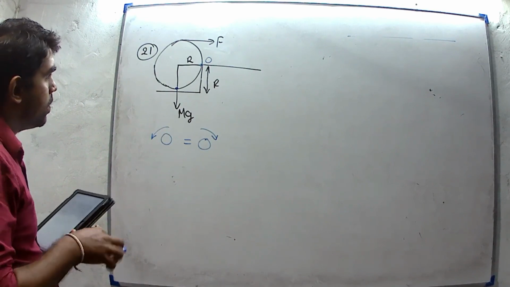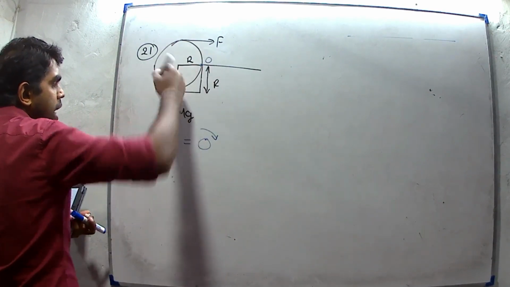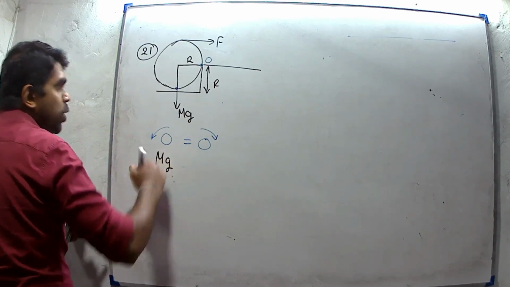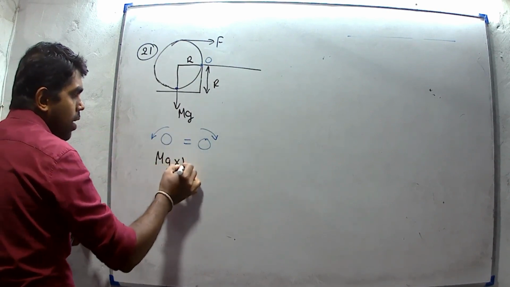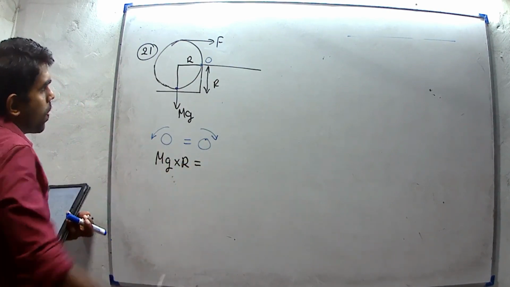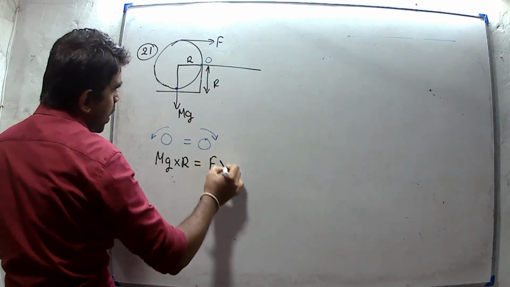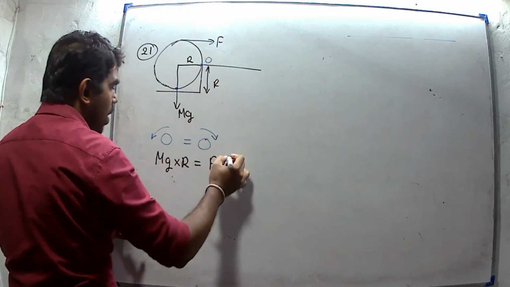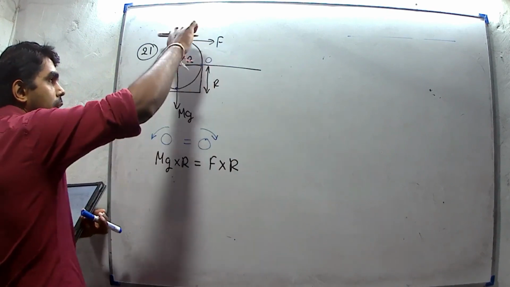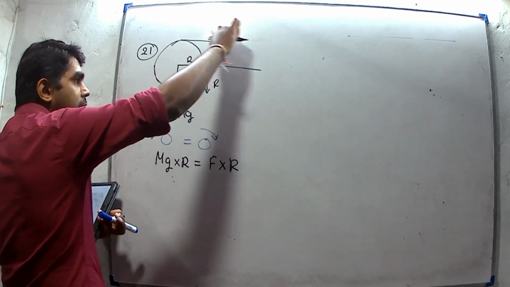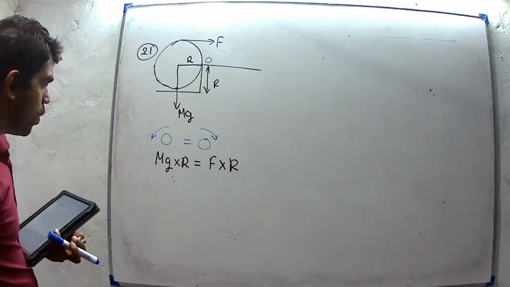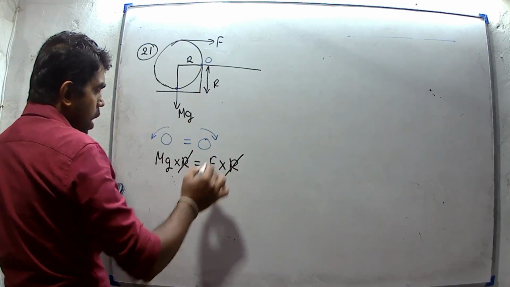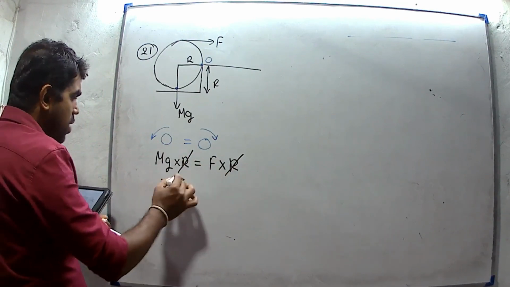We can consider torque in this direction: weight Mg into the perpendicular distance from O, which is R, should be equal to the opposite torque, F into the perpendicular distance, also R. That perpendicular distance between the action line and O is R. Therefore, we can cancel out the R term. F equals Mg. The third answer is correct for question number 21.